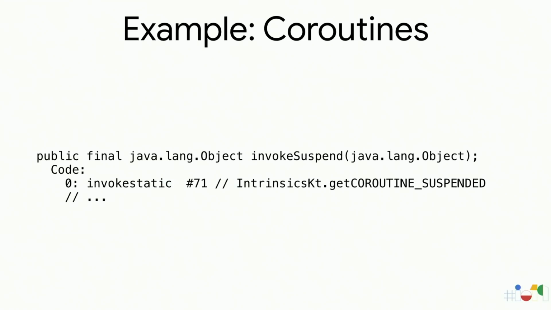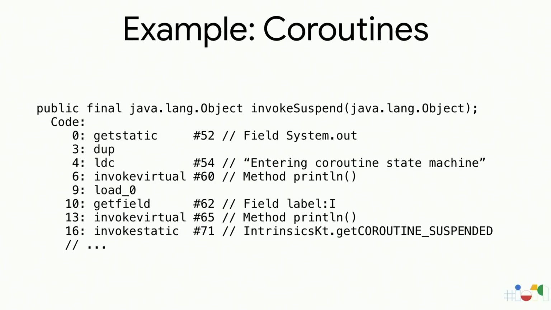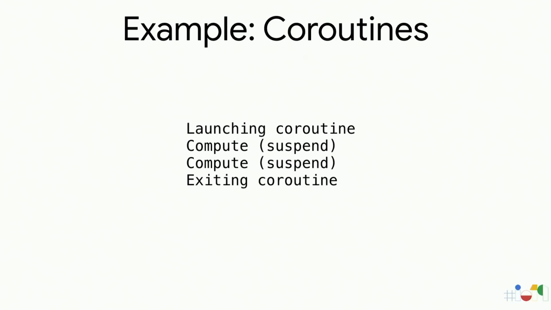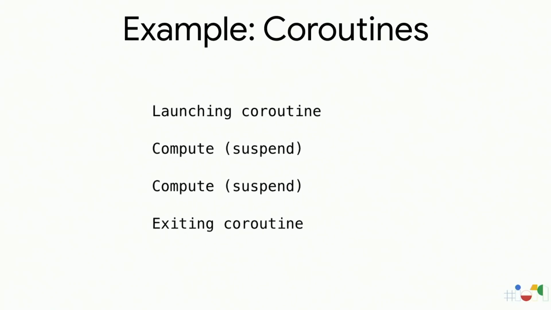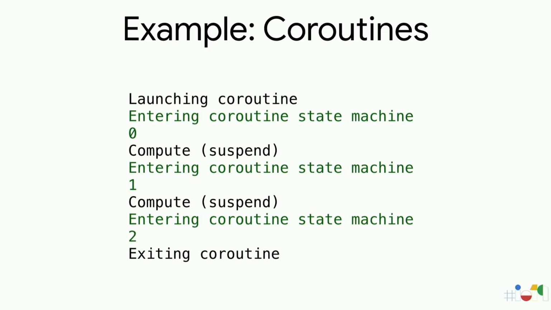So what I did is I took the bytecode of that, and the bytecode starts like this, and I hacked it to add this. You don't need to understand what it's doing, but basically all I wanted to do was print the current state of the state machine, and rerun the program to see what's going on. So this was the original output, and when I print this label field, this is what it looks like. We launch the coroutine, we enter that state machine, the state is 0, we call compute, our first suspend function, we return because we're suspended, and then at some point later, we re-enter the state machine. Now the state is 1, we invoke compute, we return again, we come back into the state machine with the last state, and then finally we exit the coroutine.